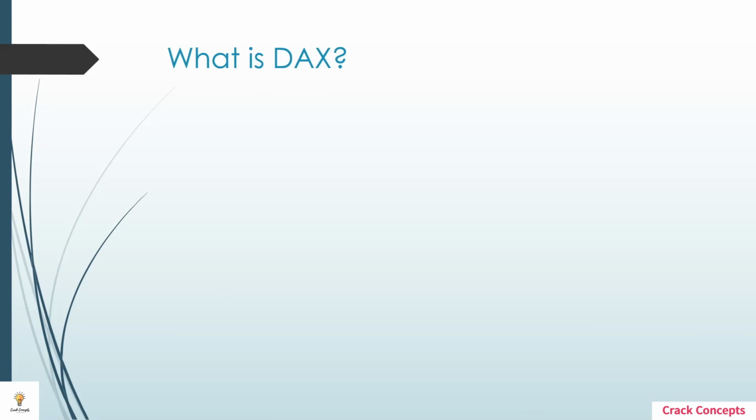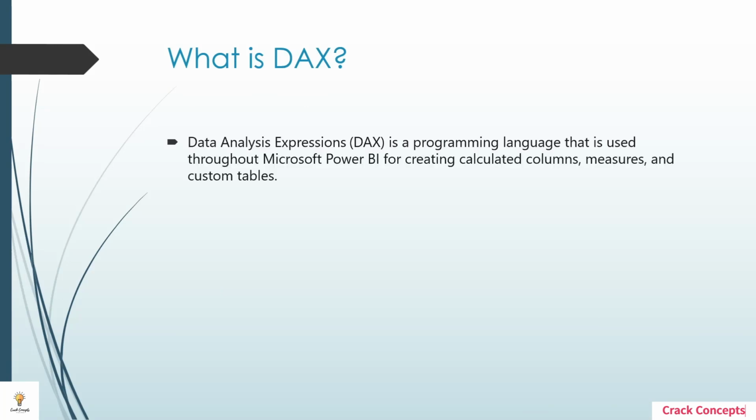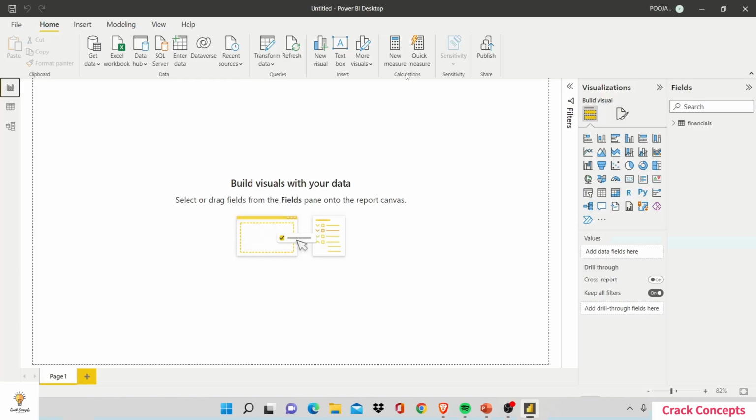Next up, we have what is DAX. If you define DAX, it is Data Analysis Expressions, which is a programming language used throughout Power BI for creating calculated columns, measures, and custom tables. Now, if we go over to our home ribbon and define a new measure or a quick measure, this is powered by DAX, which is basically a programming language where you are able to create calculations without having to put it into your data set.